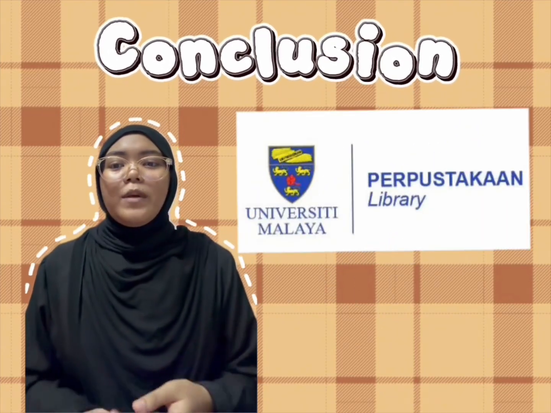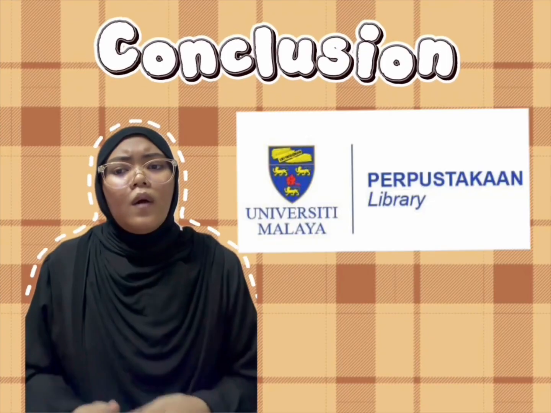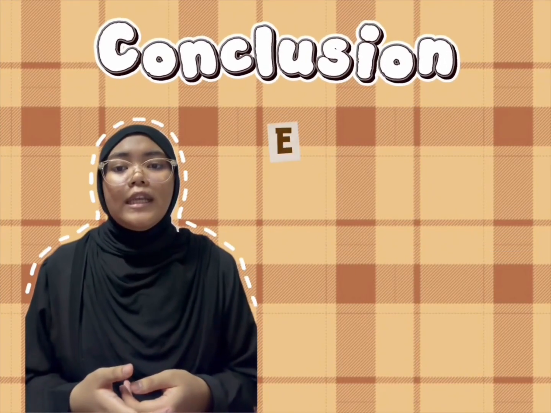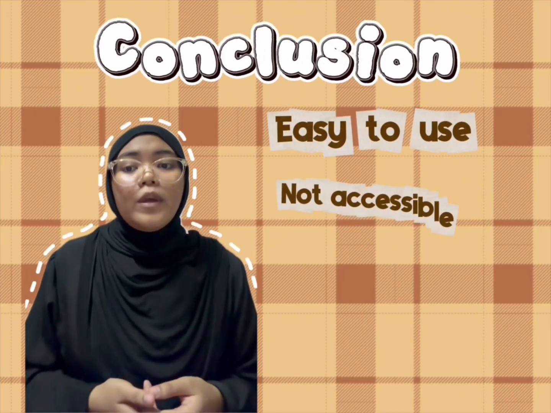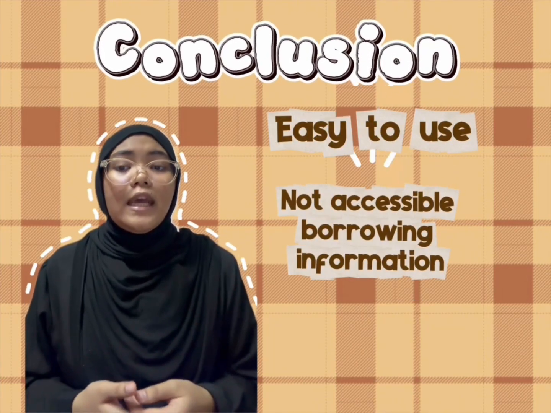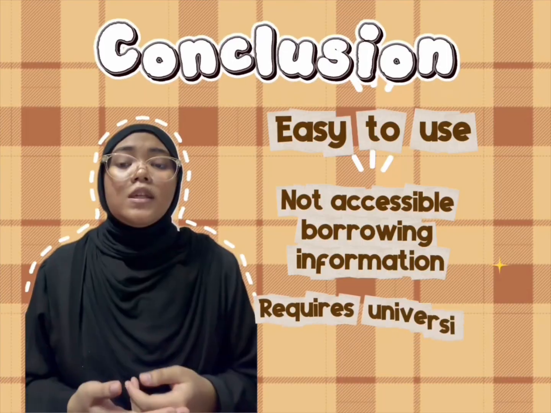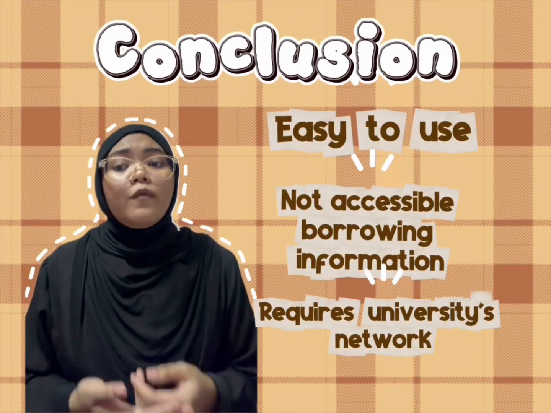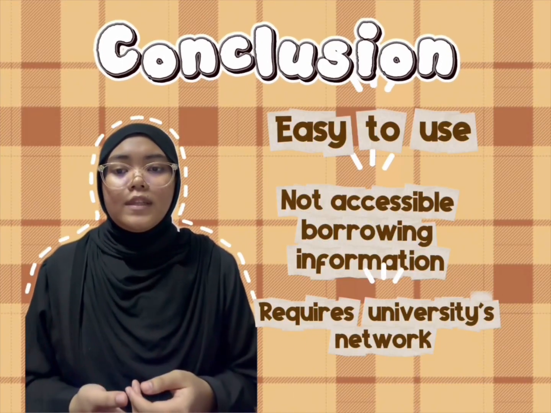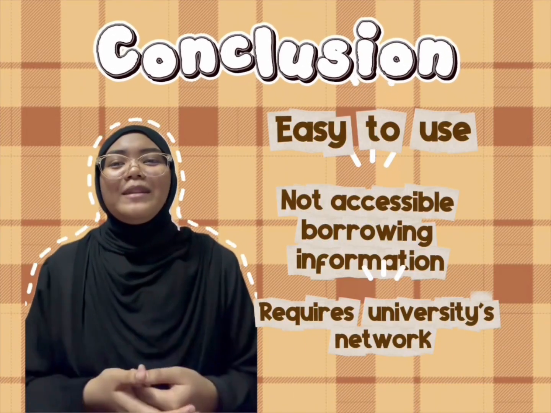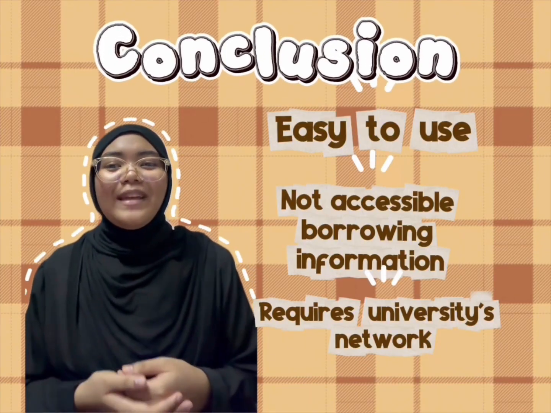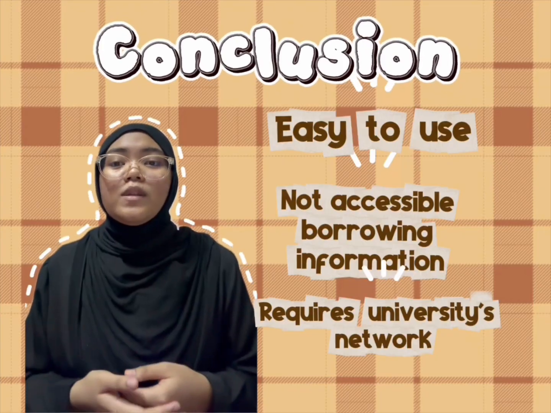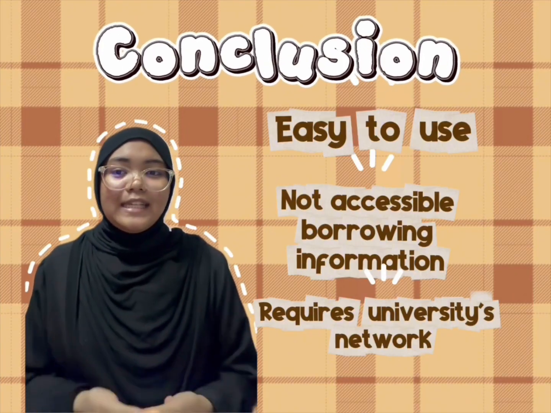The UM library portal ranked second. Although the interface was generally easy to use, the borrowing information was not easily accessible because it required the university's network or Wi-Fi to view certain resources. Despite this limitation, the navigation remained relatively simple and the user was still able to complete the task.